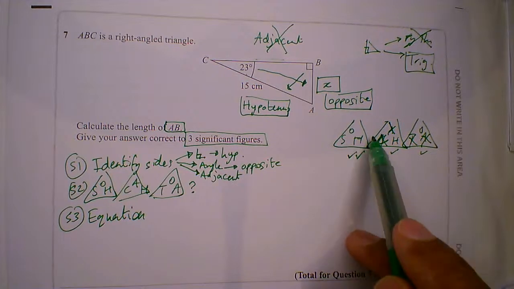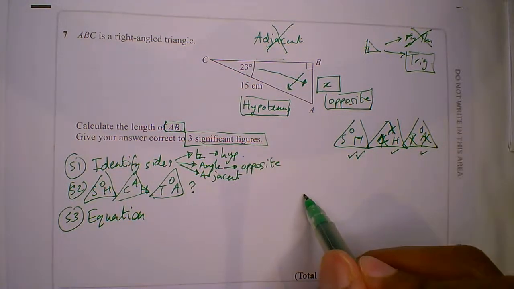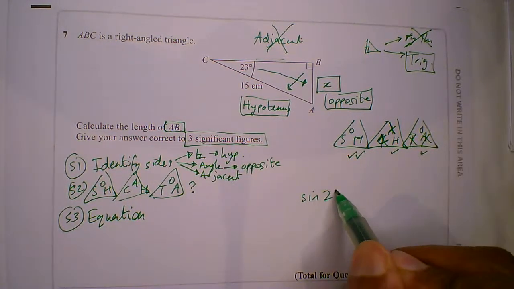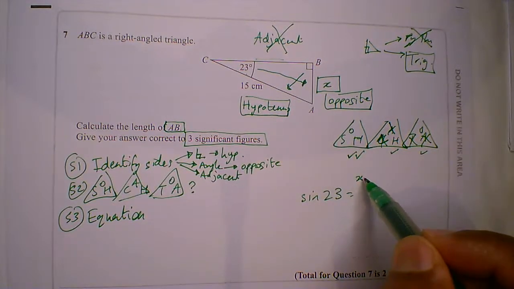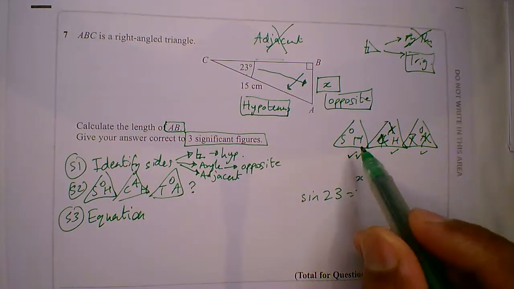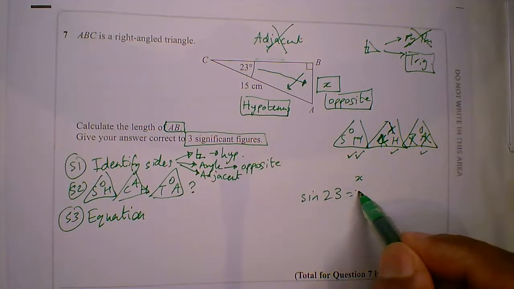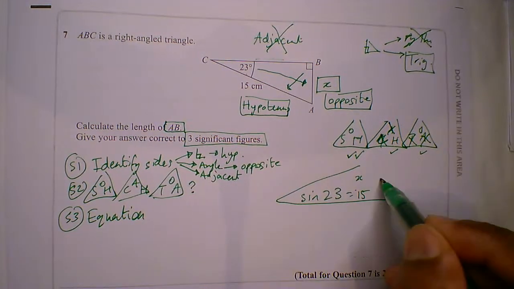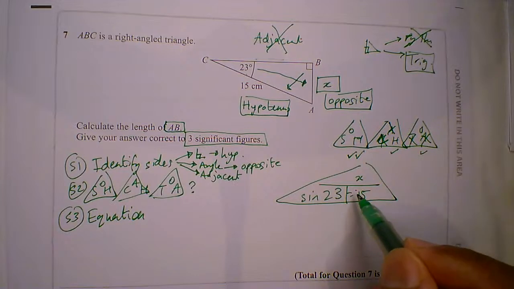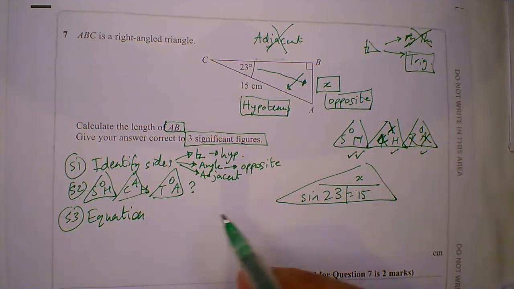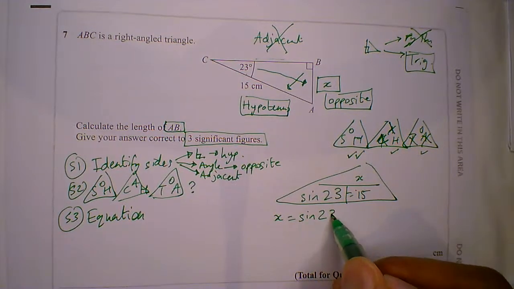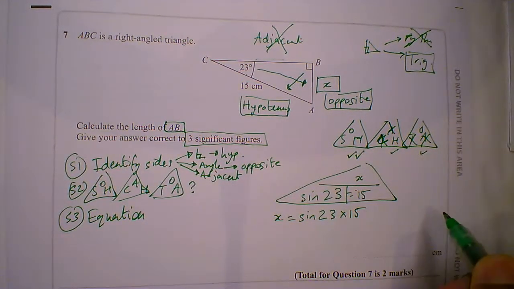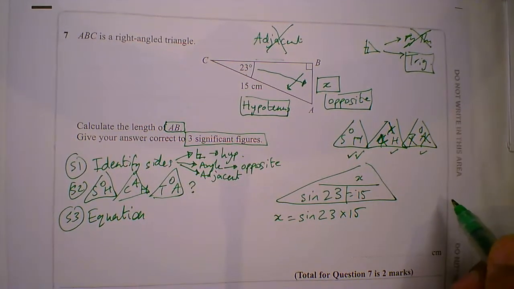So in this case, we're using SOH. We've got sine 23 equals opposite, which is my x, which goes to the top, all over hypotenuse, which is 15. If I turn this into my triangle, you can see x is at the top. So step 3, turn this into an equation: x equals, these two are at the bottom, so they multiply, sine 23 times 15. That's my working out.